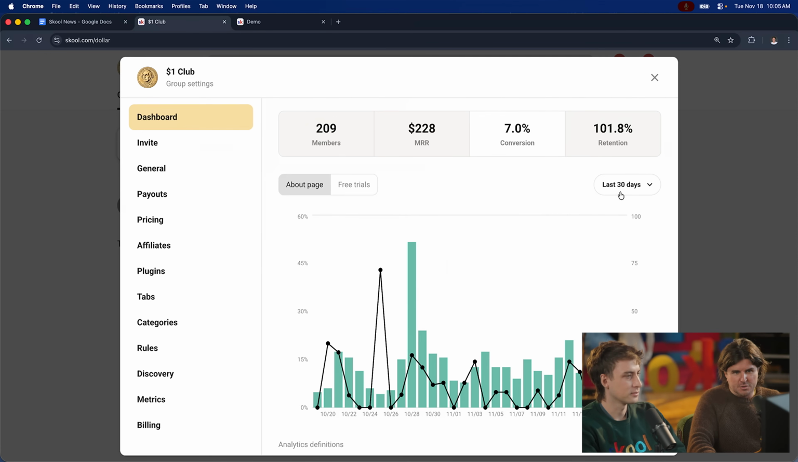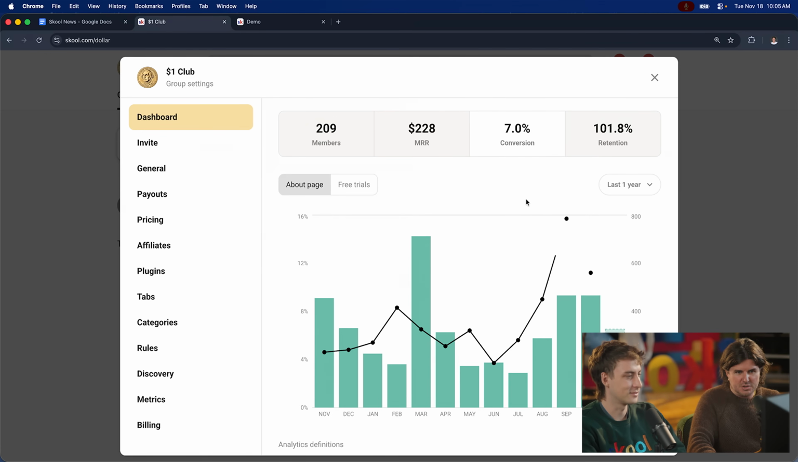But then we've also got here, by default, we show you the last 30 days, but if you click this, we'll actually show you over the last 1 year. Insane. And if you hover here, you can see how many visitors came to your about page, which is traffic, and the conversion rate each month, right?